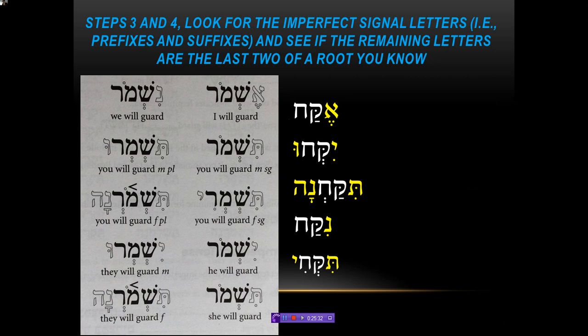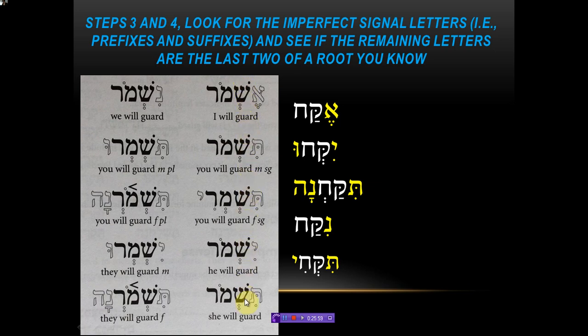First, look for the imperfect signal letters. That is, look for those prefixes and suffixes that we were just reviewing. And for your convenience, I've put the chart here. So the first thing you need to do, if you come across a verb and you say, I have no idea what that is, it looks like it's probably even missing a letter, first thing to do is look for the imperfect signal letters. Is there anything you see that could potentially be one of these prefixes?